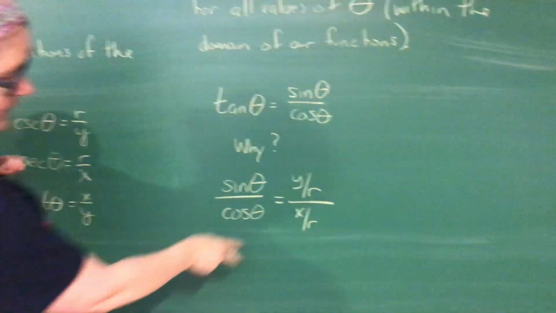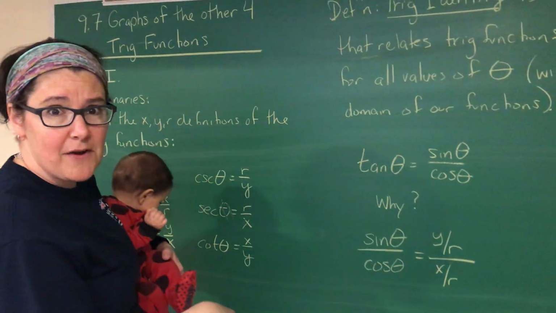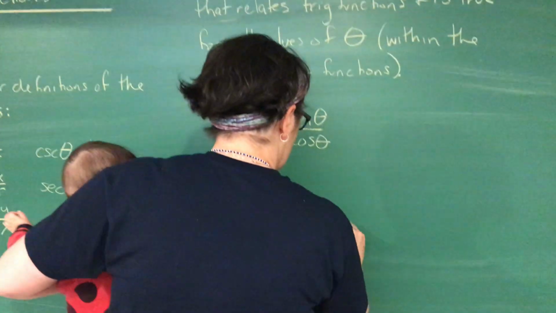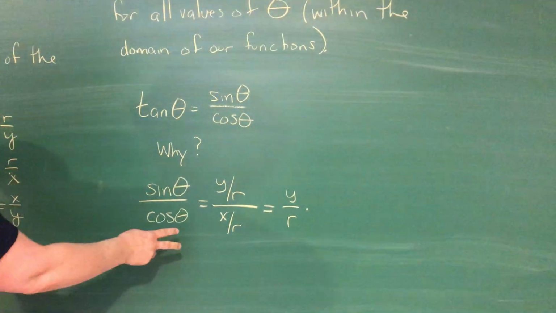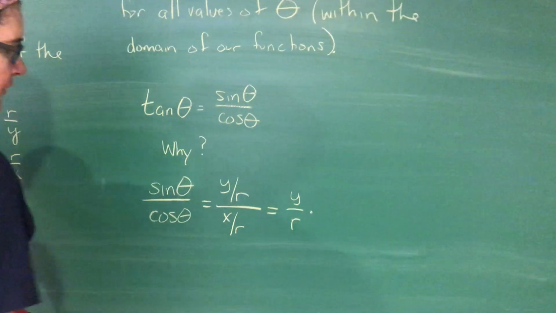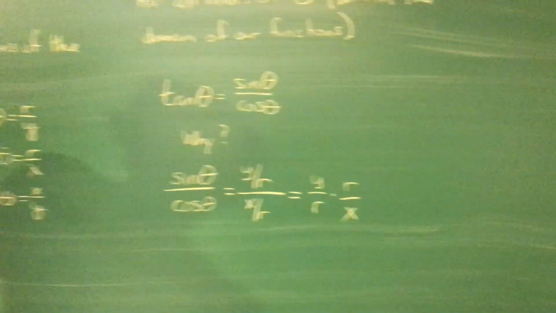So I'm going to replace sine and cosine with their x, y, r definitions. And take a look at what I have now. I have a fraction divided by a fraction. Now, when you divide by a fraction, that's the same thing as multiplying by the reciprocal. So another way to write this is y over r times the reciprocal of x over r. So times r over x.